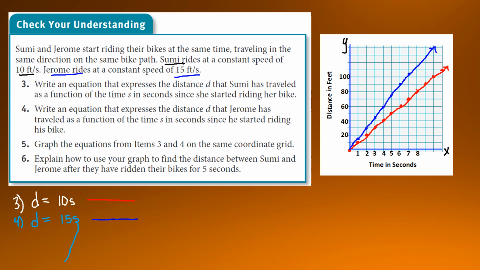Kind of tricky. All right, and then it says explain how to use your graph to find the distance between Sumi and Jerome. So number 6, after they've been riding for 5 seconds, how could we use the graph? Well, what we could do is draw a vertical line at 5 seconds and see how far apart these guys are, because Sumi is going 10 feet per second and Jerome is going 15 feet per second. So at 5 seconds, he's gone 75, and she's gone 50.